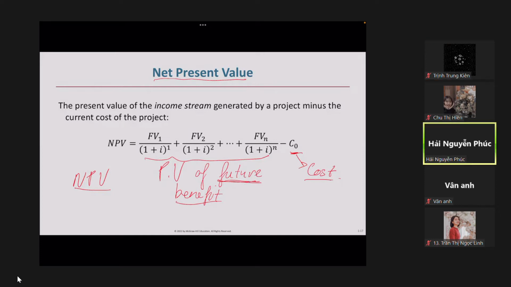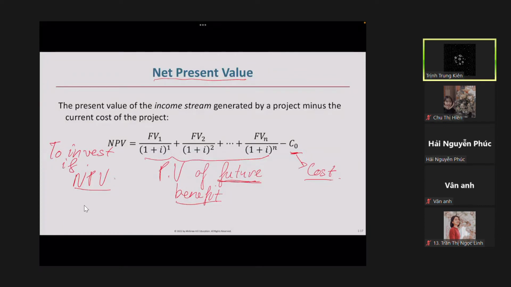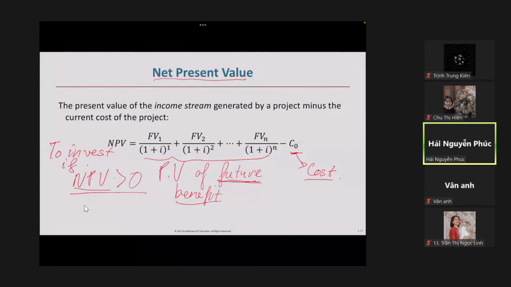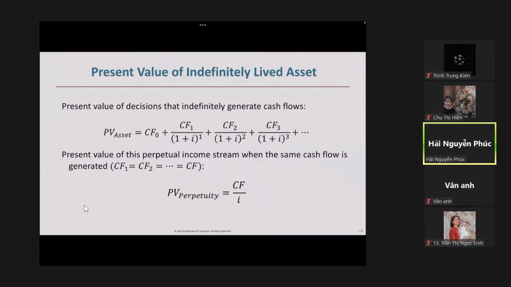You are going to invest if NPV is positive, greater than 0. Pretty simple. You are going to invest if your NPV is positive, and of course you should not make an investment if you have a negative NPV. Okay, so pretty simple. Now let's move on.